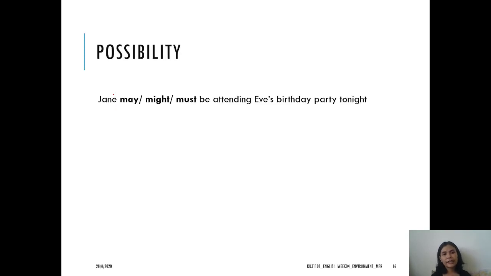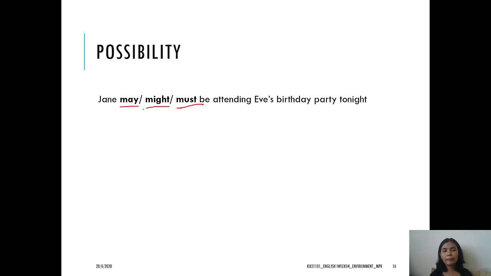Now to express possibility, you can also have three expressions, three modals over here. You can also use may, you can also use might, but you can also say must. For example, Jane may be attending Eve's birthday party tonight, or Jane might be attending Eve's birthday party tonight, or Jane must be attending Eve's birthday party tonight.